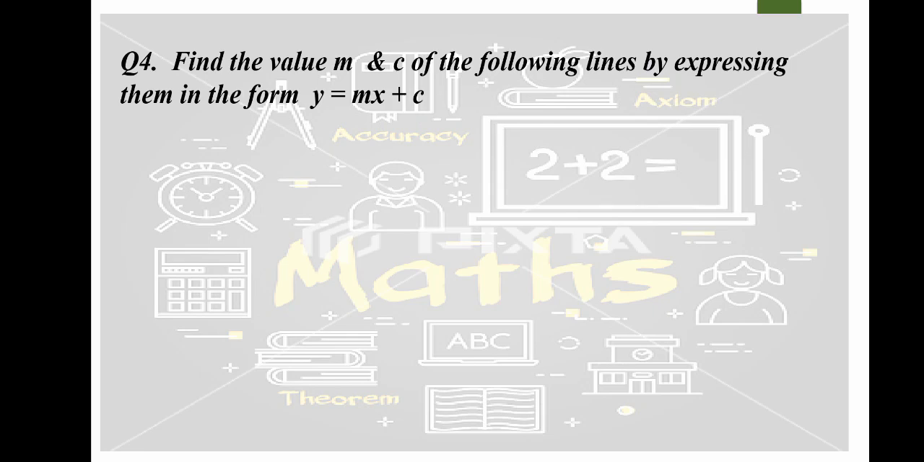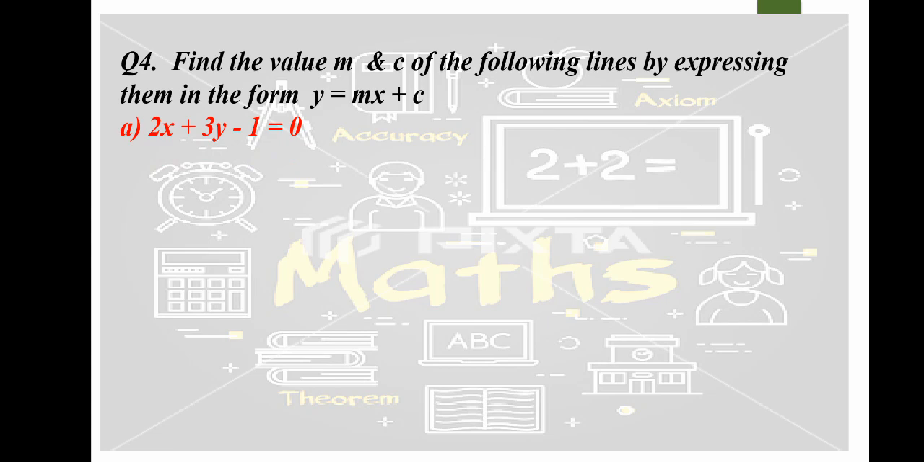Whatever equation is given to you in the question, from that equation you have to find the value of m and c by expressing it in the form y is equal to mx plus c. First of all, you have to convert it into the form y is equal to mx plus c, where the y term will be on the left side, and mx plus c, meaning the coefficient of x and the constant number, will be on the right side. And then we have to find out the value of m and c.